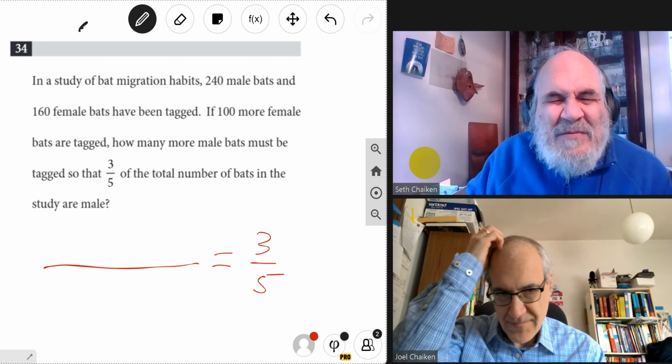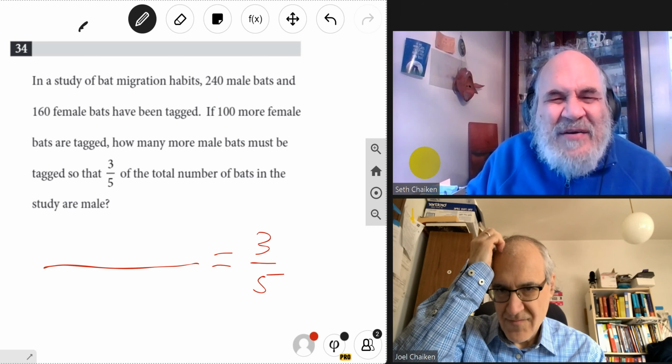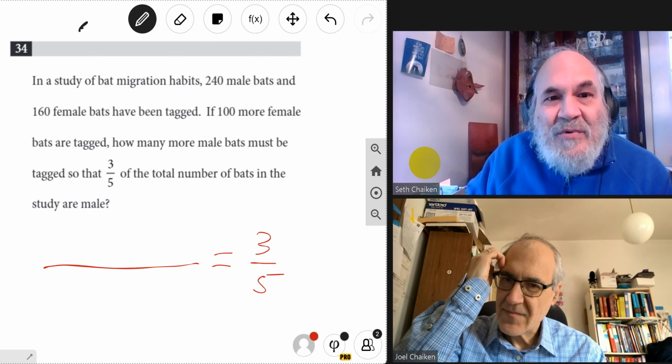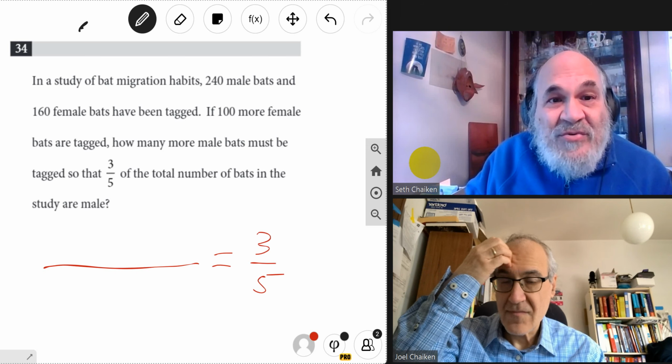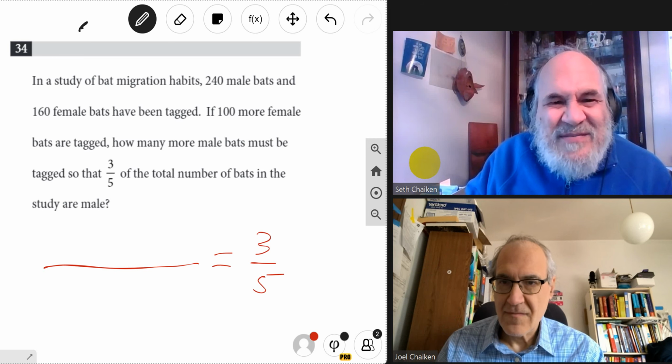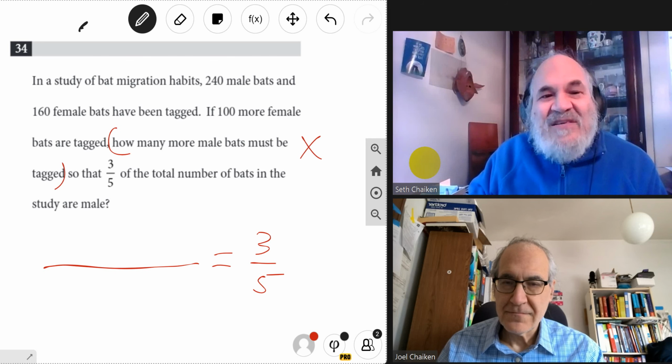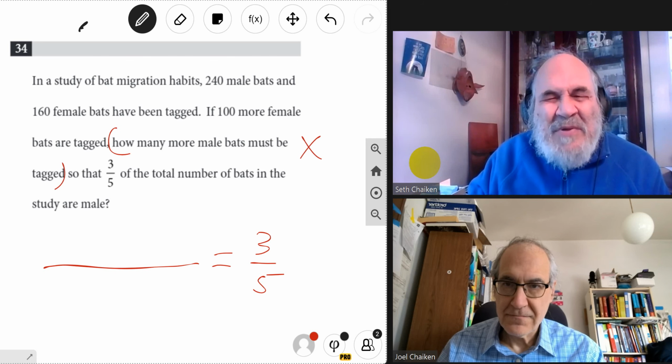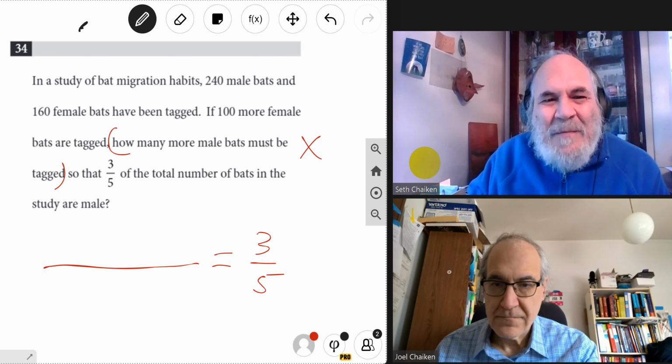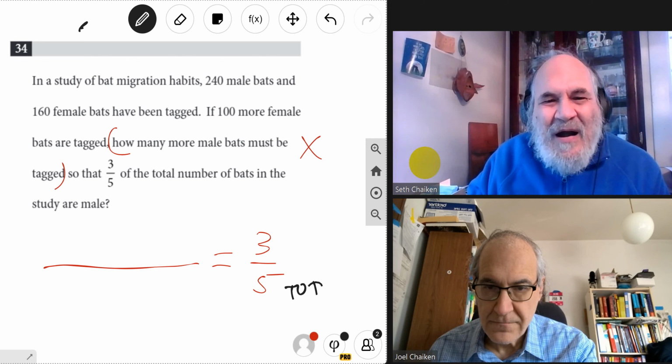And then there's some unknown, some variable that's in here. We get an equation. So how many more bats must be tagged? Let's call that X. Good idea. And somewhere there'll be an X, and there's the equation that says 3/5 of the total number of bats are male.